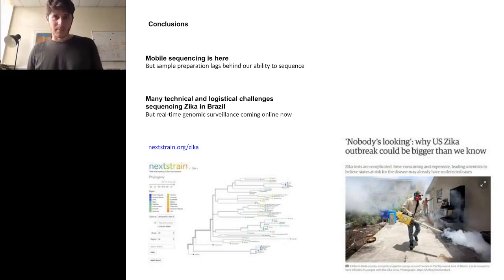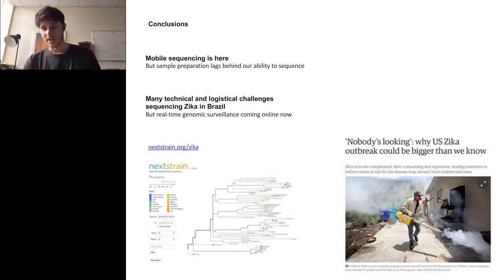So in conclusion, I've tried to cover as best I can some of the key elements of the development that we had to do to be able to bring a mobile sequencing lab both to West Africa and to Brazil. And I've talked about some of the technical challenges which we had to overcome in order to do that, particularly for Zika, which was a challenging thing to sequence.